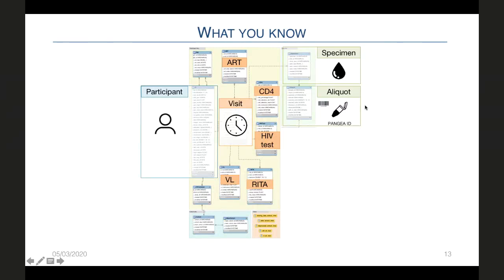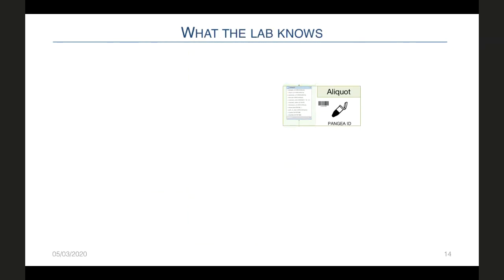You may not know how it was aliquoted. That depends on the lab setup on site. But the idea is basically this is the information that's available to you. This is the information that's available to the Oxford lab. I really want to highlight this because there's a lot of confusion about what happens when you send bits of information to PANGEA. Who's PANGEA?